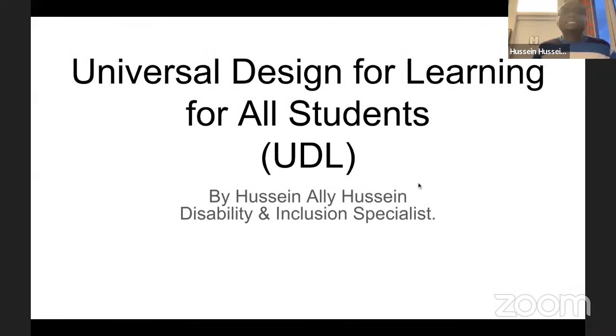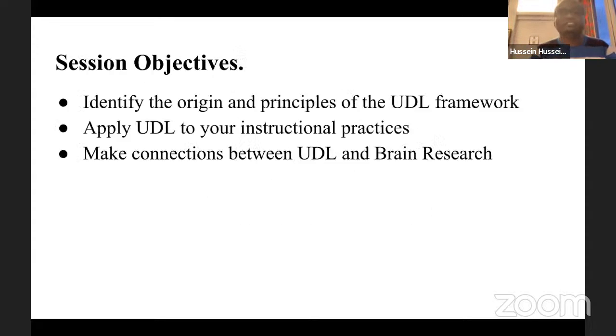So, universal design for learning for all students. The aim of this theory, or the aim of this UDL, is to make sure that all kids can get access to education and benefit from it.